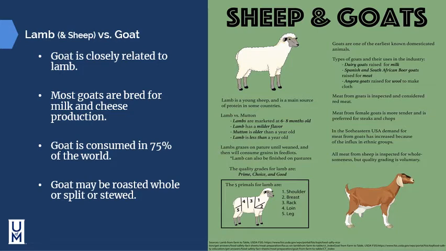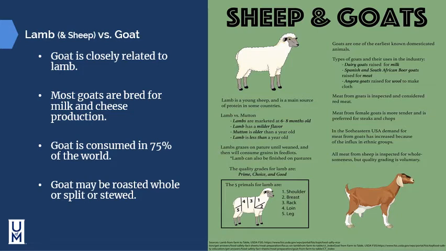Lambs graze on pasture until weaned, and then they will consume the grain on feedlots as well. But goats, however, are one of the earliest known domesticated animals. Types of goats and their uses in the industry: there are dairy goats raised for milk, Spanish and South African goats raised for their meat, and Angora goats raised for their wool, to make cloth with. Angora goats are the famous goats that you would hear from Kashmir.